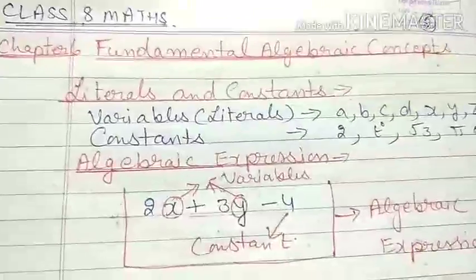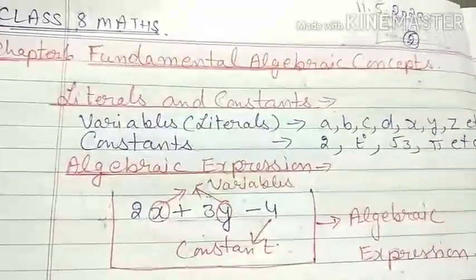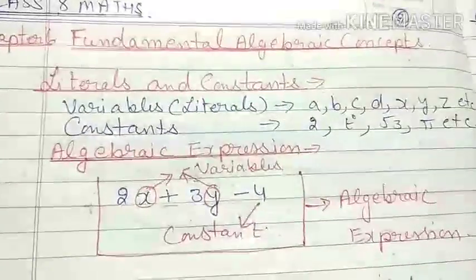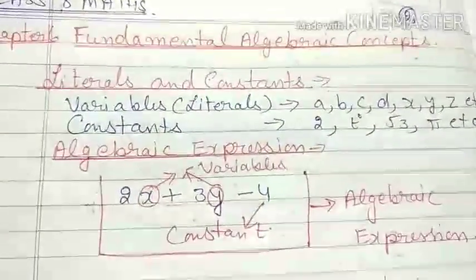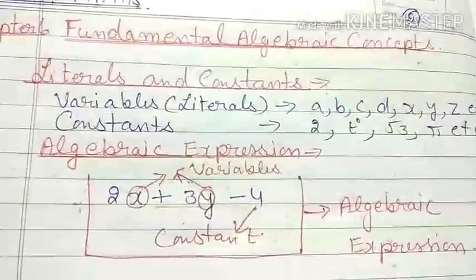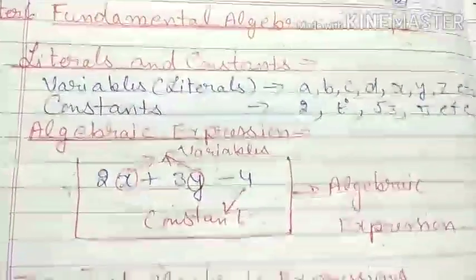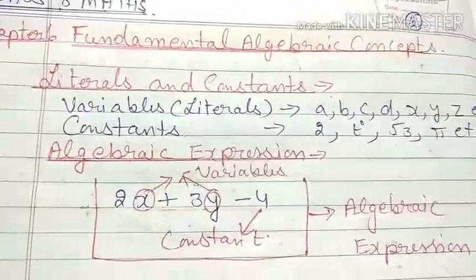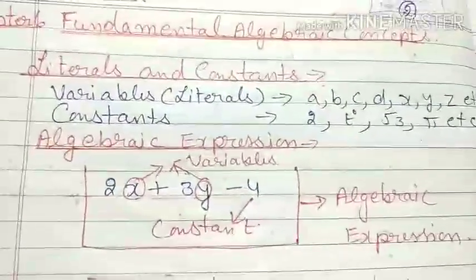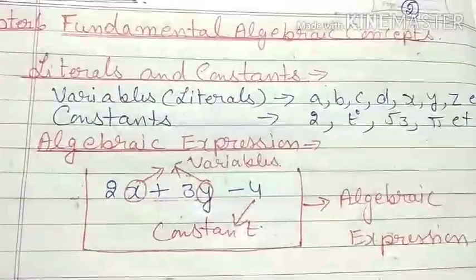Today we are going to start a new chapter in maths, chapter 6, fundamental algebraic concepts. Do you know what algebra is? Why do we use algebra? Actually, algebra is a branch of mathematics that uses letters or symbols to represent numbers. In place of numbers, if we use some variables to represent those numbers, that is considered algebra.